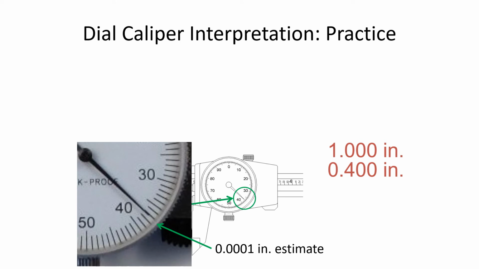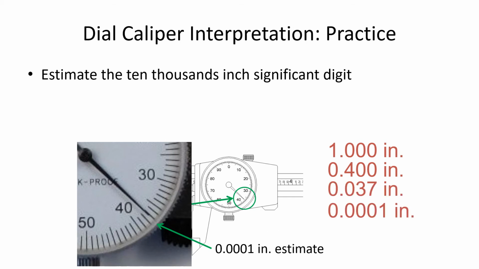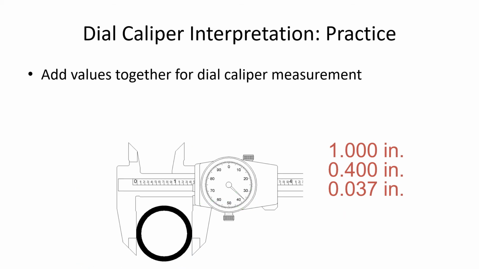And you could even make an estimation. So it's definitely at the 30, 1, 2, 3, 4, 5, 6. It's definitely at the 37 mark, but you can make an estimation. It's a little bit past that. So we can estimate 0.0001 inch. That's powerful. Wow. Look at that. Look how precise that is.